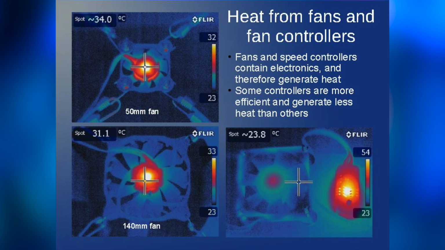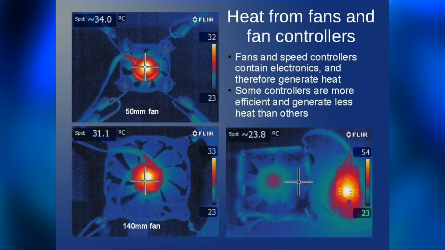So we see on a thermal camera, there's a 140 millimeter fan. Here's a 50 millimeter fan. We've got 34, 31 degrees C. Over here, the thing on the right is the speed controller. It's got electronics in it. It warms up. Moral of the story is, you may not want to turn off your fans.